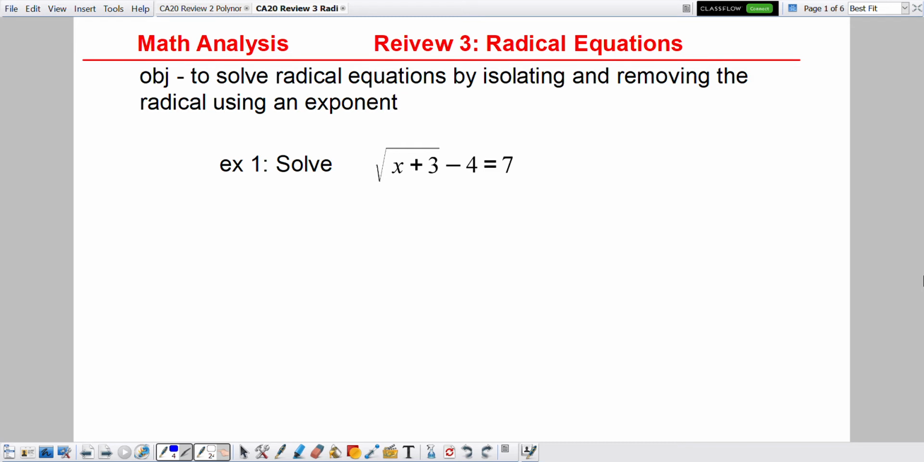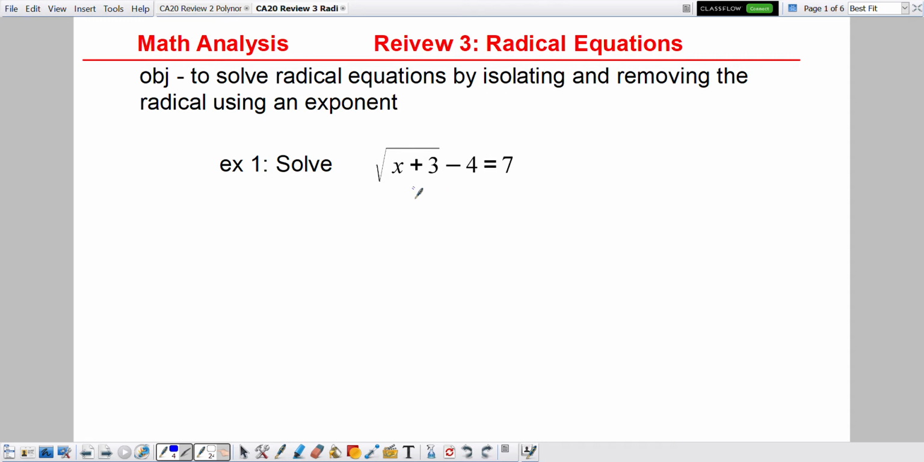Today we're going to go ahead and do review number 3 on how to solve radical equations. The way we're going to do it is we're going to isolate the radical, the square root, if you would, and then remove the radical using an exponent. When you isolate something, you try to get it by itself. So this is our radical right here, the square root of the quantity x plus 3. I want to isolate this, get it by itself.